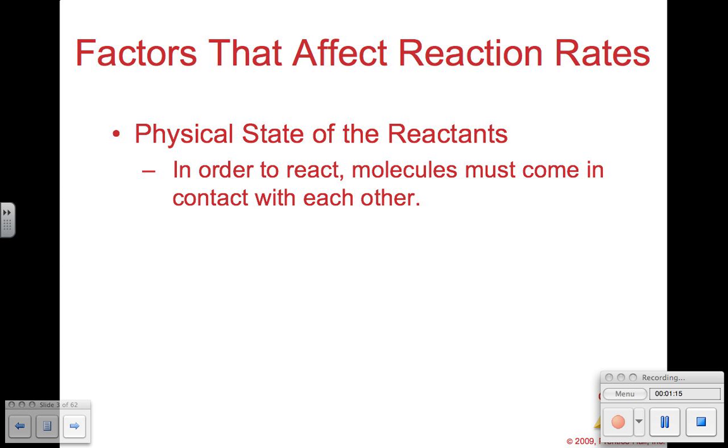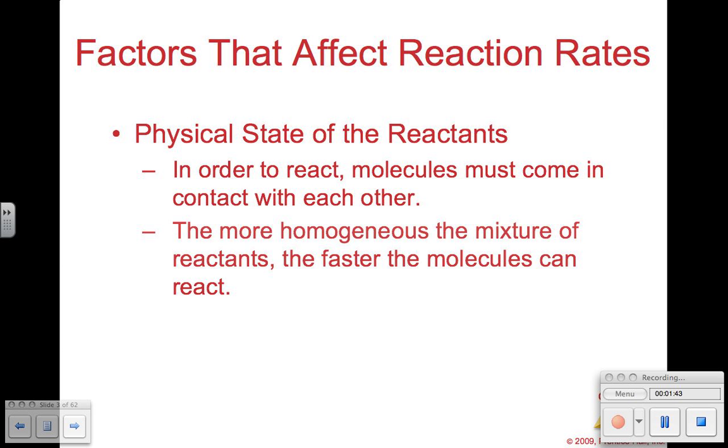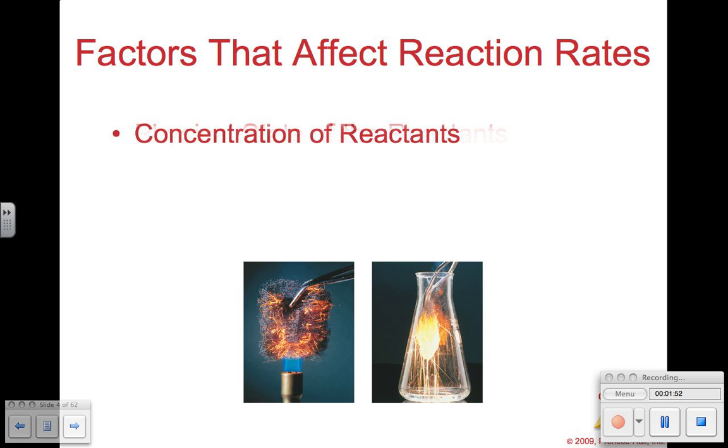So what are some of the factors that affect reaction rates? One factor is the physical state of the reactants. For molecules to come together, they have to come in contact. So if the states are solids versus liquids, fine powders versus large solids, gaseous versus solution, we'll look at some of those different states and whether it's a homogeneous mixture of reactants or a heterogeneous one.